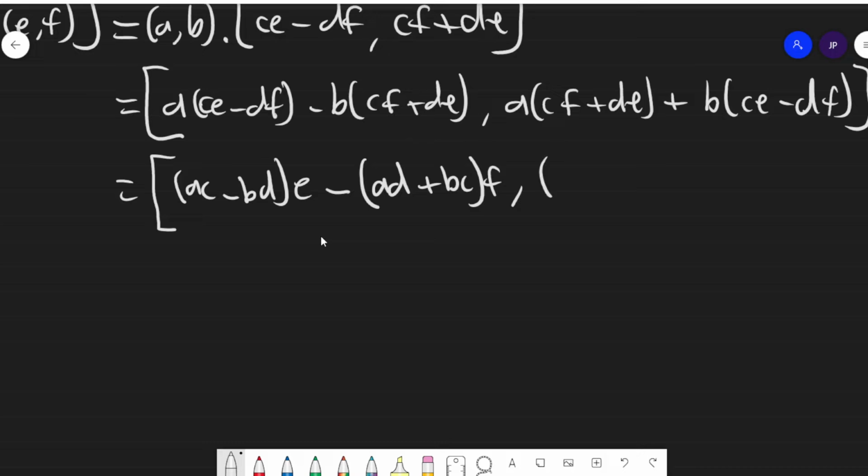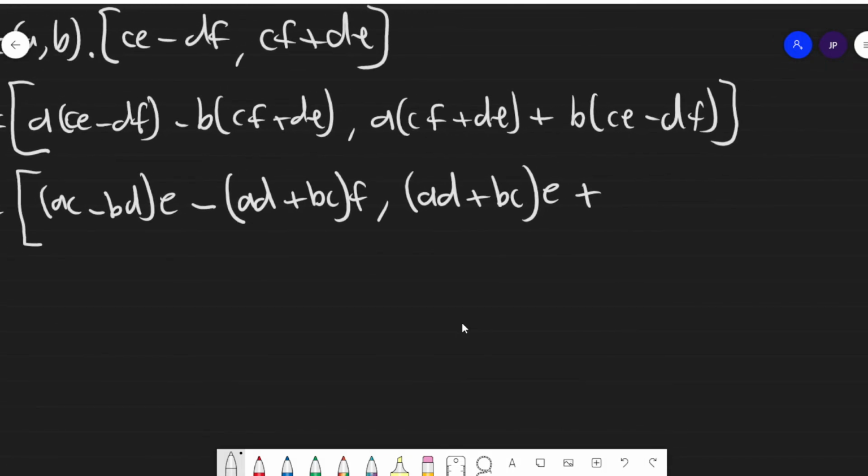On this one, I'm going to do the same thing, group the E terms first. So I'm going to have AD plus BC, E, plus, I will then group the F terms, which will give me AC minus BD, F.